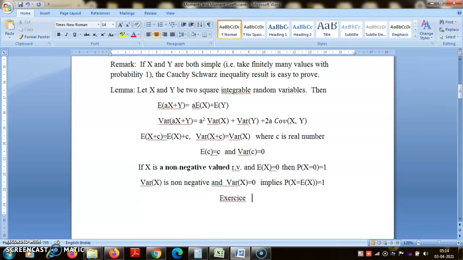Compute the mean, expectation of x, and the variance of x for all the discrete distributions.